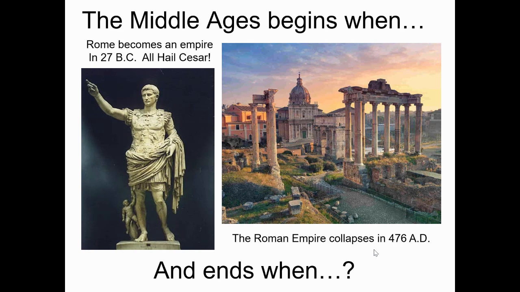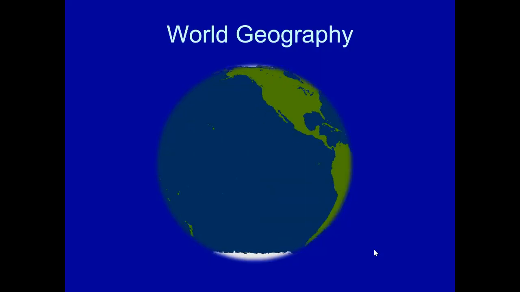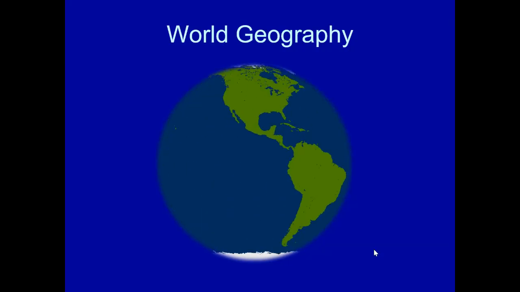So today, if you go to Rome, you can walk around and see all this stuff, and it doesn't cost any money to walk around and see it all. It's pretty neat. So there you go. The Middle Ages begins with Rome becoming an empire, and it ends with the end of the Roman Empire. So that's the time period we were talking about.